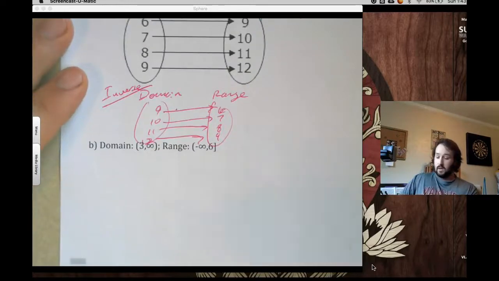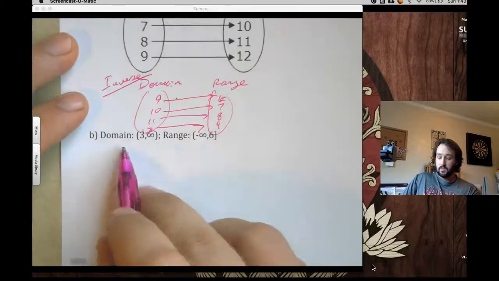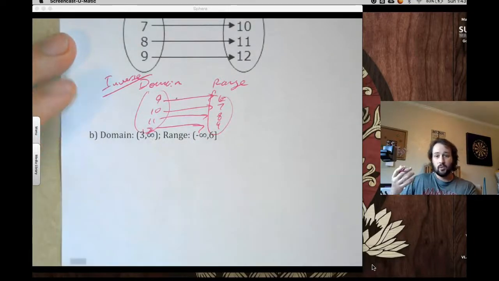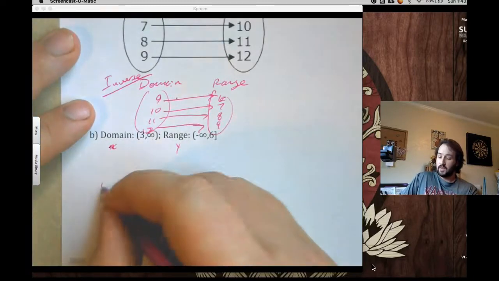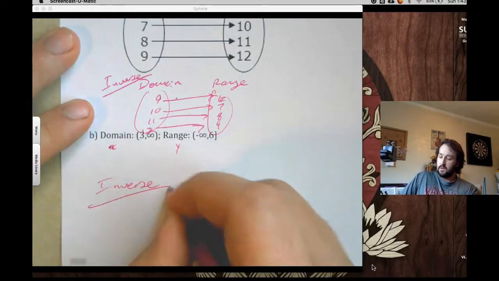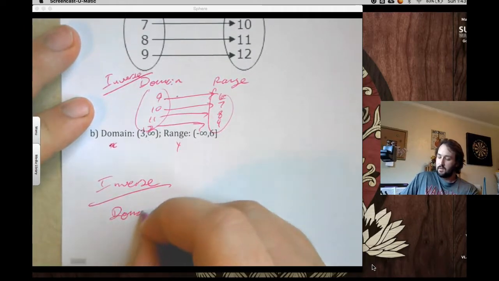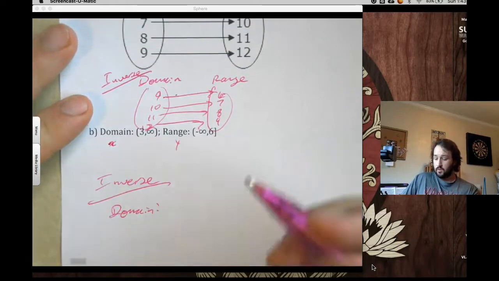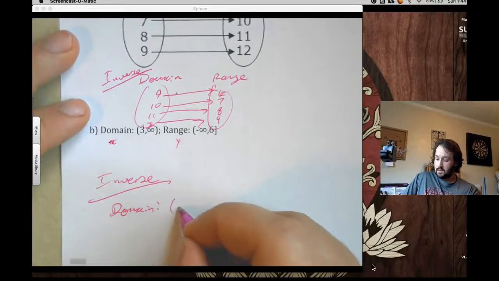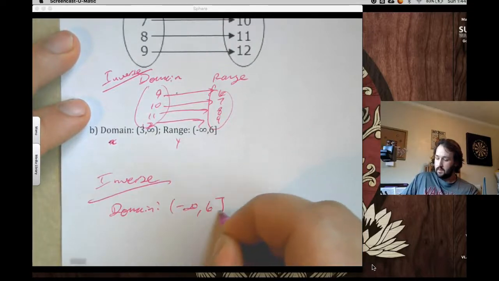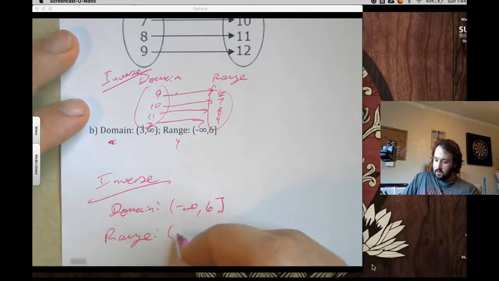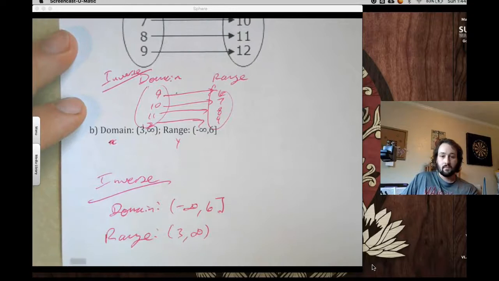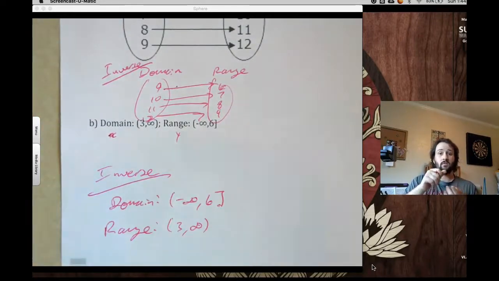So for the domain and range is given to us. Again, all we're doing is switching the x and y's. So again, the x's are the domain right now, the range is the y's. For our inverse, the domain is now the range of our old one, so negative infinity to 6. And the range is the domain of our original, so 3 to infinity. And that's it. So inverses, moral of the story, inverses switch x and y exactly where they are.